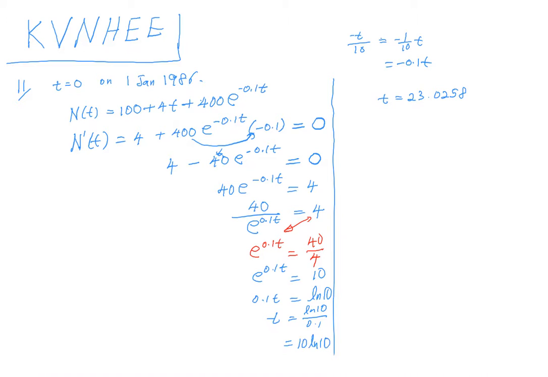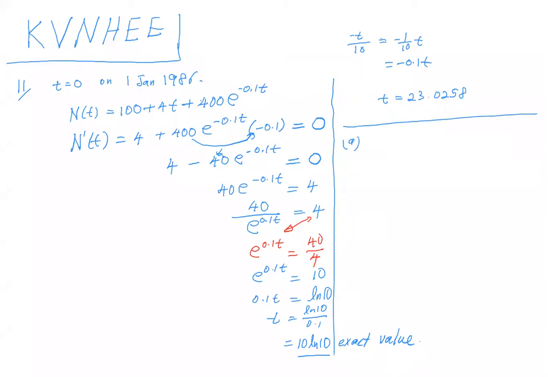10 ln 10, this is the exact value. So when you read the question, you have to be very careful. Are they asking for exact value? So when this minimum will occur, after how many years? 23 years. So it will happen at 1st January.